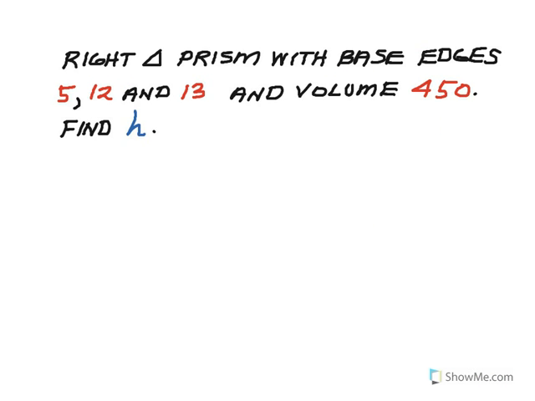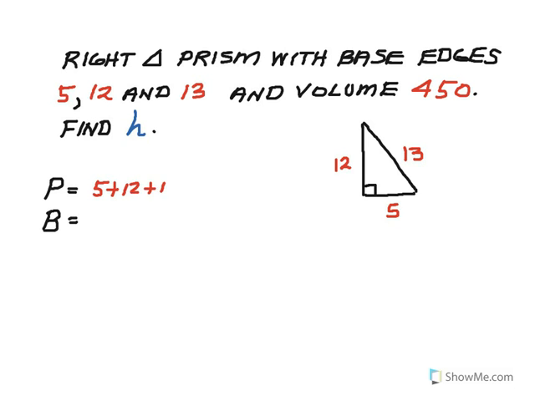Okay, in this next little example, we have a right triangular prism with base edges 5, 12, and 13. And as we know, that's a right triangle. So the bases are 5, 12, 13 right triangles. And the volume of this prism is 450 cubic units, and we're asked to find the height. So I've drawn the base, the 5, 12, 13 triangle, and the first thing to do is to find the perimeter of it. So of course the perimeter is 5 plus 12 plus 13, or 30 units.